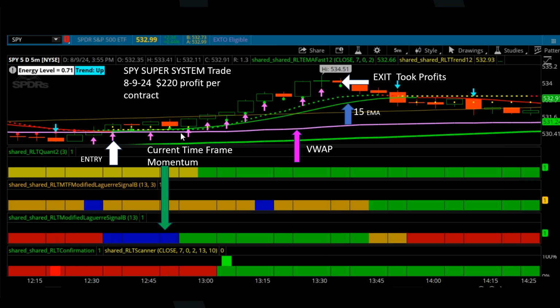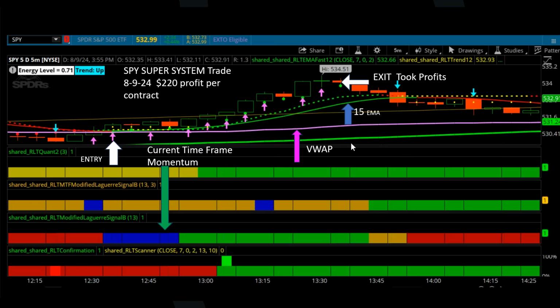This is a 5-minute candlestick, but for a SPY super system trade, this is a long trade, and $220 profit per contract is a lot, right? Most of the trades I get, I usually make between $70 a contract and about $120, $130 a contract, because the trends don't last that long, you know. So you're in and out, right?